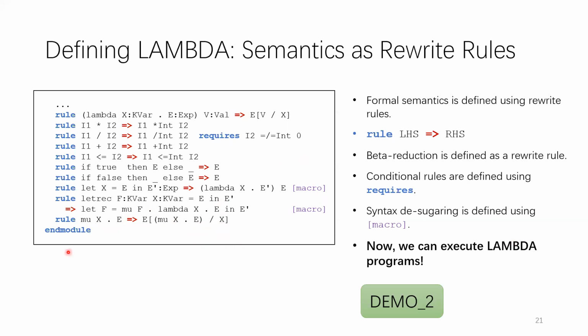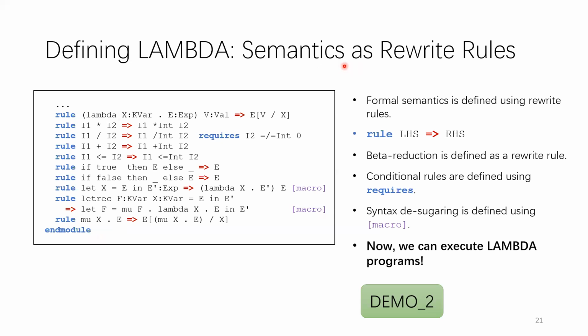So we close the module definition by the keyword endmodule. And now we have a complete K definition of lambda, including both the syntax and the semantics. So now K can generate for us an interpreter that can execute lambda programs. So we are going to show you the second demo.